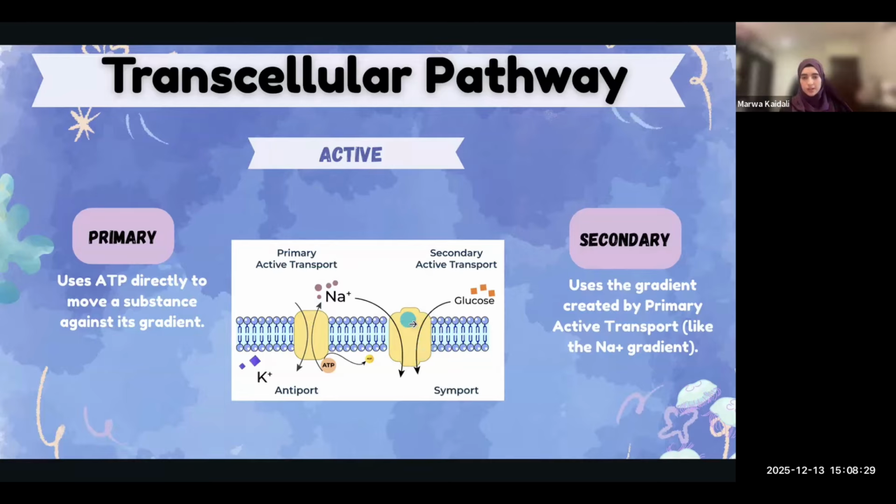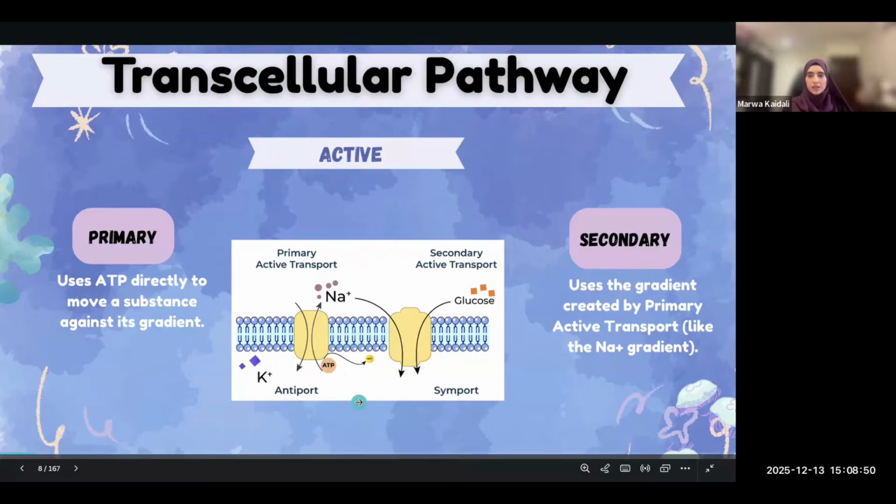So, okay, let's take an example. Again, over here we have the sodium potassium ATPase, which is our primary transport. And then we have here a sodium glucose transporter. For this channel to work, we're going to take the gradient that was formed from this primary active transport into here. So basically this works thanks to this channel, which was a primary active transport.